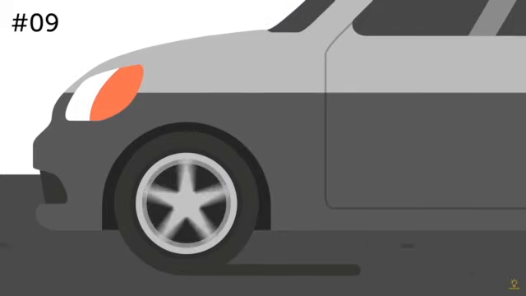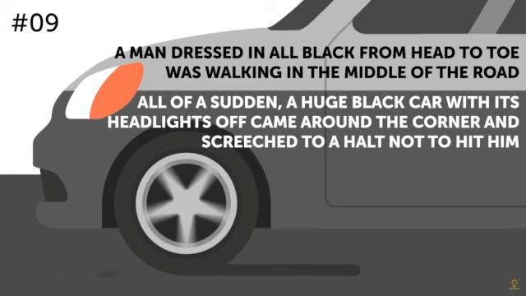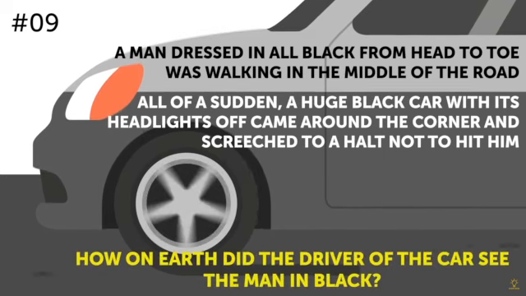9. A man dressed in all black from head to toe was walking in the middle of the road. All of a sudden, a huge black car with its headlights off came around the corner and screeched to a halt not to hit him. How on earth did the driver of the car see the man in black?